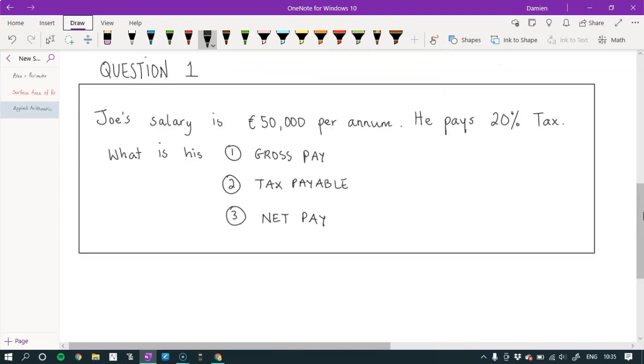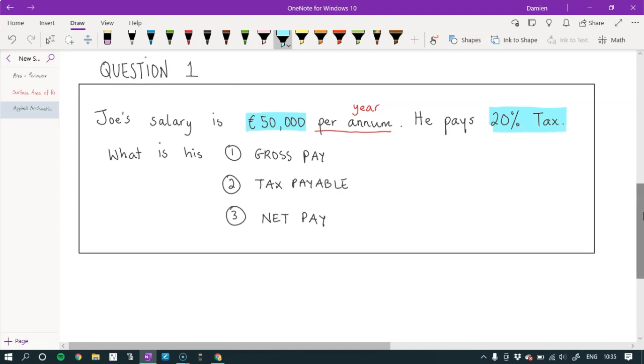So here's our first question. Question 1. Joe's salary is 50,000 euros per annum. He pays 20% tax. What is his gross pay, his tax payable, and his net pay? So we're going to break this question down and have a look at a couple of things. You may know some of these already. This first word, per annum, means per year. So every year he gets 50,000 euros. He pays 20% tax, right? So this here is his pay that he gets at the start of the year. He's paying 20% tax.